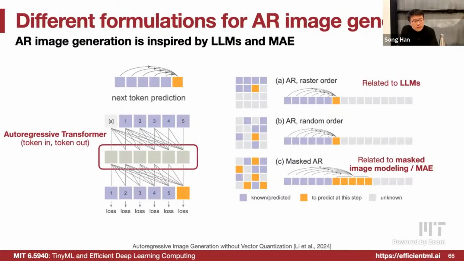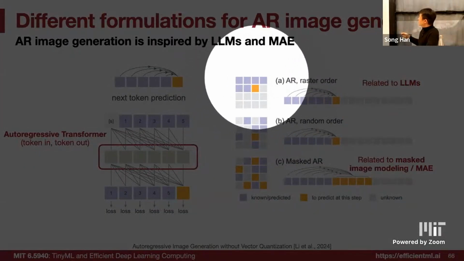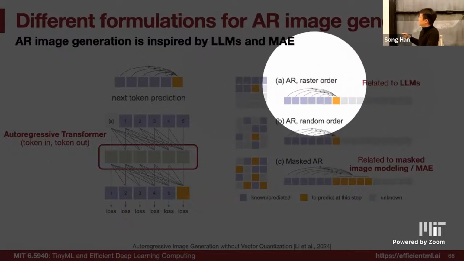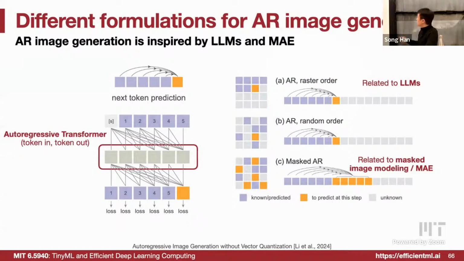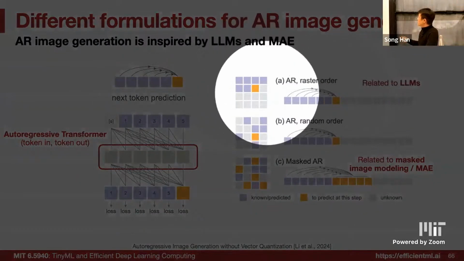So how do we generate image tokens? In what order do we generate the image tokens? In this paper, they summarized 3 ways. The first way is just using the raster order, like 1, 2, 3, 4, 5, 6, 7, one by one. Each time we just generate one more token for one more patch in the raster order.